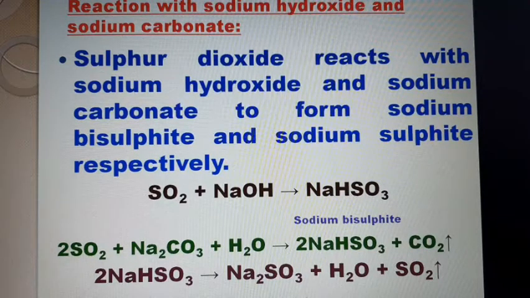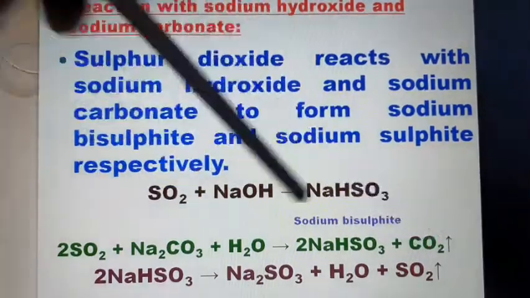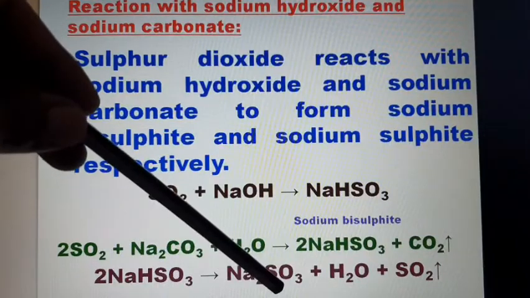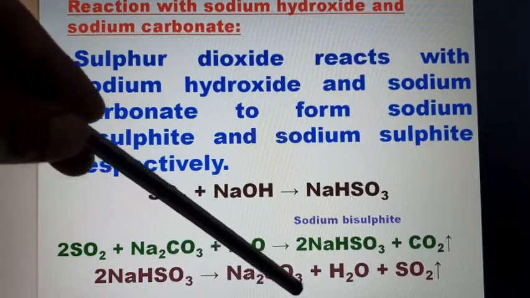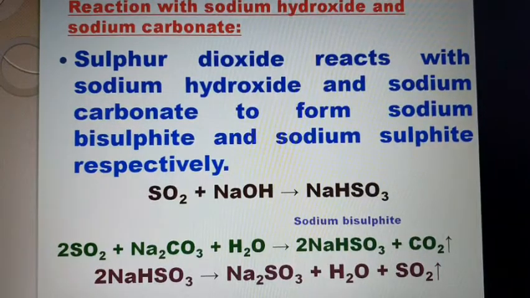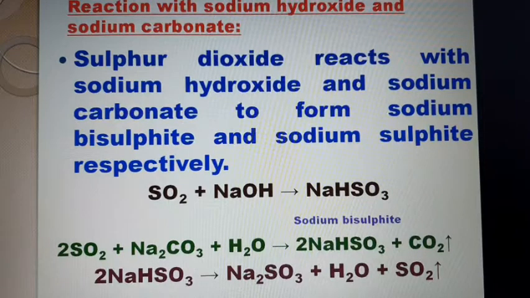gives sodium bisulfite with the liberation of carbon dioxide, because we know that from carbonate and bicarbonate salts, carbon dioxide gas is liberated. That sodium bisulfite formed again undergoes decomposition, giving finally sodium sulfite with the evolution of SO2. So these are the acidic nature of sulfur dioxide. Now we are going to see how the reactions take place.